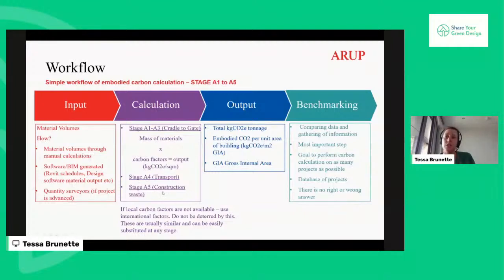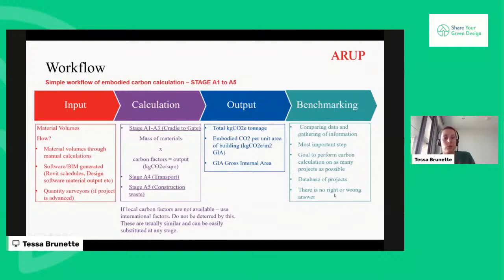You add the transportation and the construction waste component, and then you get an output, which is the total kilograms of embodied carbon per square meter against the gross internal area. So that's important. We need to understand the total tonnage with the gross internal area. Then we use those outcomes to benchmark.